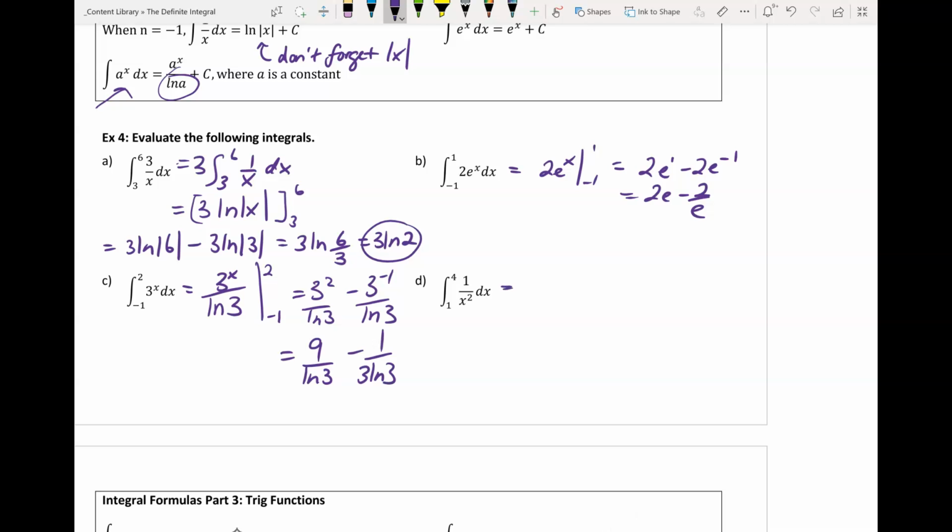And then lastly, I'm going to rewrite this so that our x squared can be on the top. So I'm just going to write this as a negative exponent.